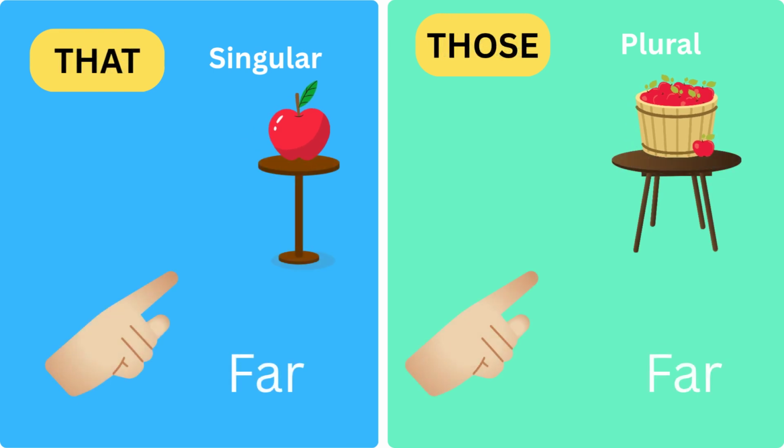We use that, which is singular, and those, which is plural, to refer to someone or something that is far from the speaker. For example, that apple, those apples.